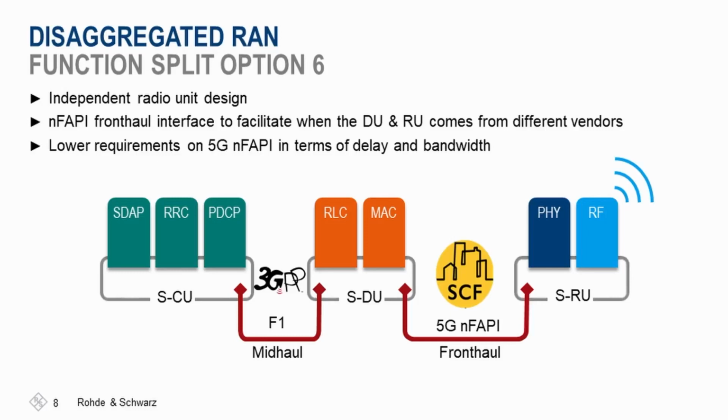So here, as you see, it's an independent radio unit design, meaning to say the entire PHY and RF is in one unit. And the interface between the MAC and the physical layer, which is promoted, defined and maintained by SCF, the Small Cell Forum, is called the 5G nFAPI, network FAPI. And this interface would facilitate when the DU and RU come from different vendors. It also has low requirements on the nFAPI in terms of delay and bandwidth.